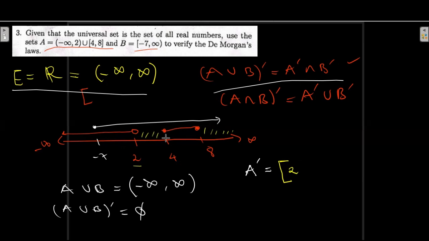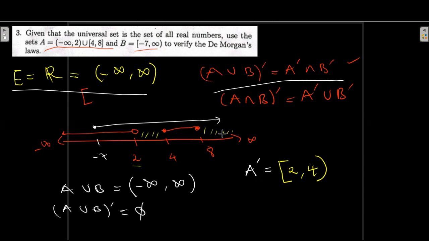Up to 4, at 4 for the set A, it is closed here. It is closed at 4, so 4 is part of the set A. If 4 is part of the set A, then 4 will not be in the complement of A. So on this side, I'm going to open here, I'll put an open bracket, indicating that 4 is not part of the complement, but 4 is in the set A instead, not in the complement of A.